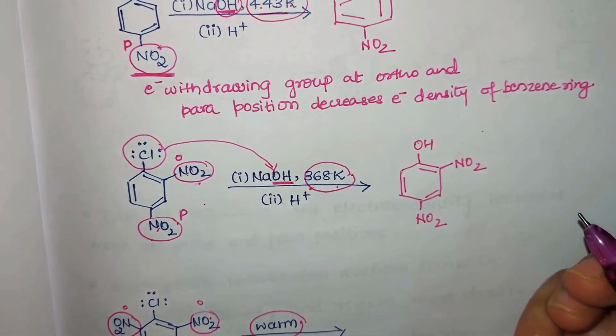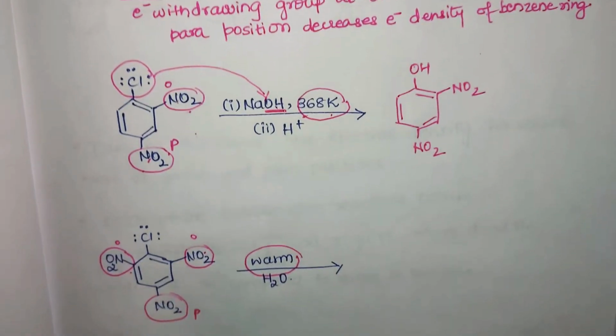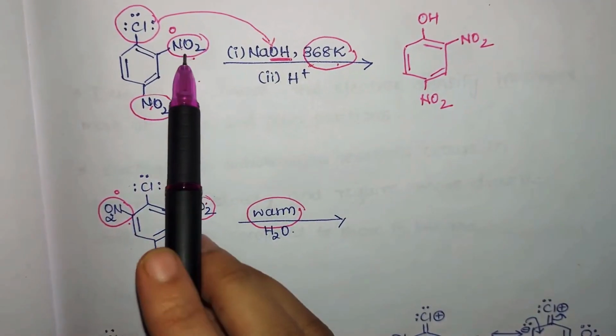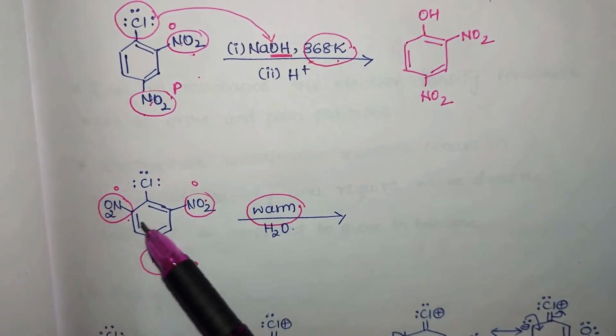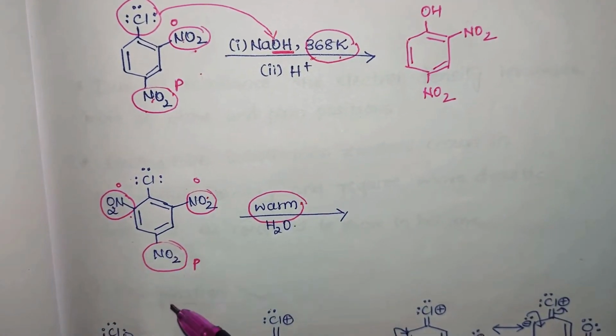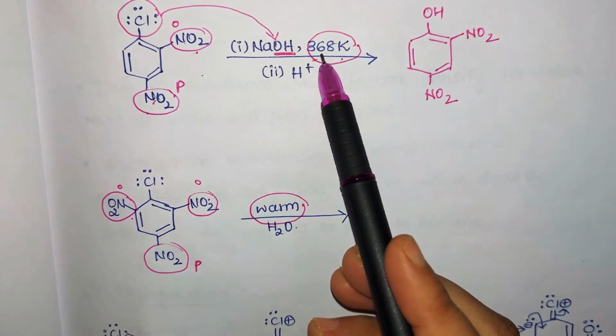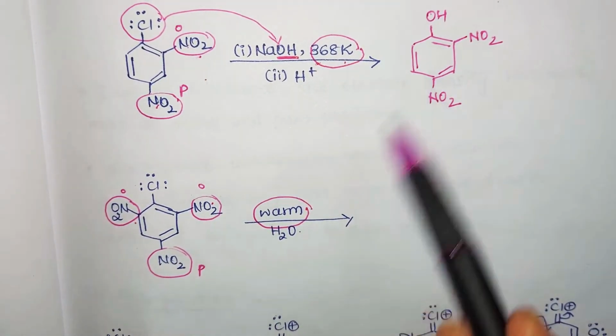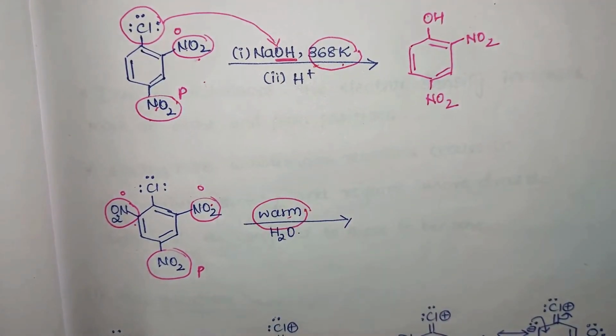So we'll go with the next one, that is the third one now. In this third one, what is the difference we observe? In the first there were 2 electron withdrawing groups. Here you can observe there are 3 electron withdrawing groups, and you can see there is a large change in temperature. There you require 368 Kelvin, but here you require only warm conditions.